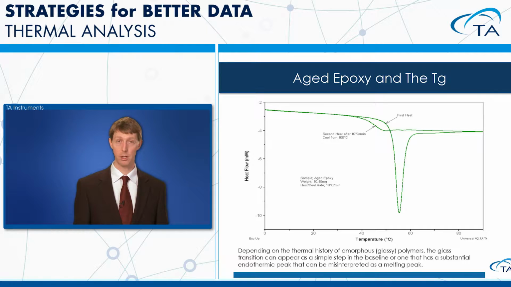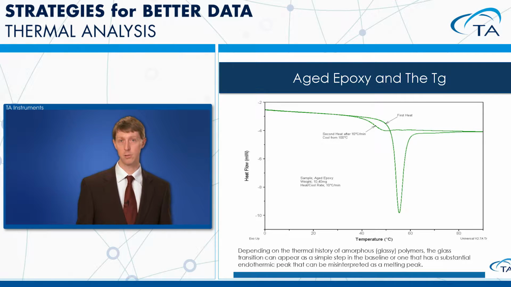So it's commonly mistaken as a melt. But clearly, if you take the material, cool it back down, and reheat it under a known thermal history, you've given it a thermal history by cooling it down at 10 degrees a minute, let's say. You can see that the glass transition shows up fairly clearly in this case. So, this is one of the benefits that you get with a heat-cool-heat experiment.